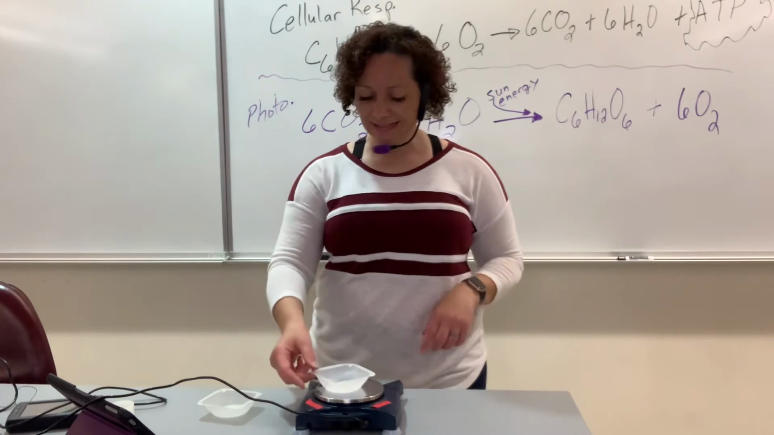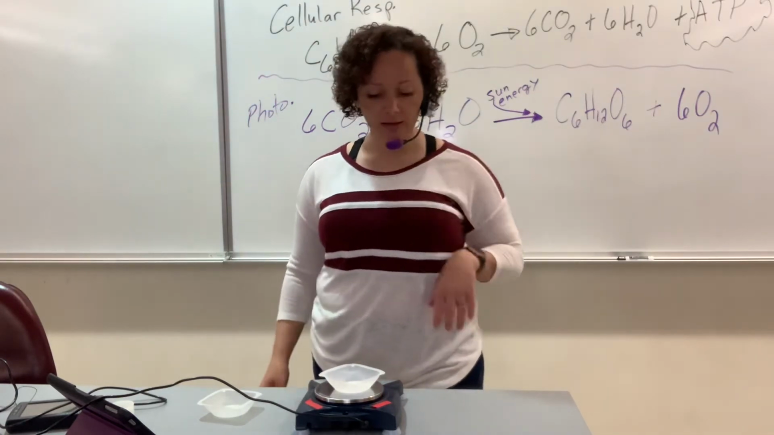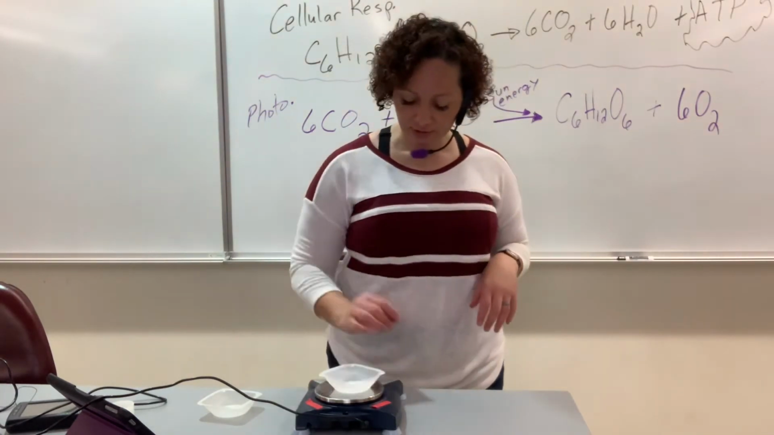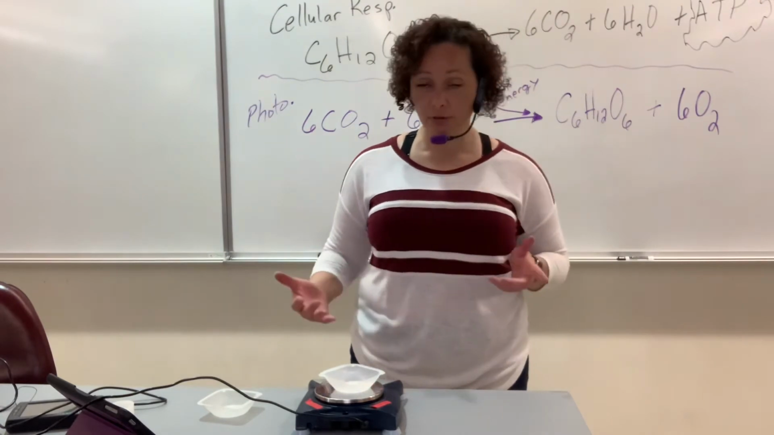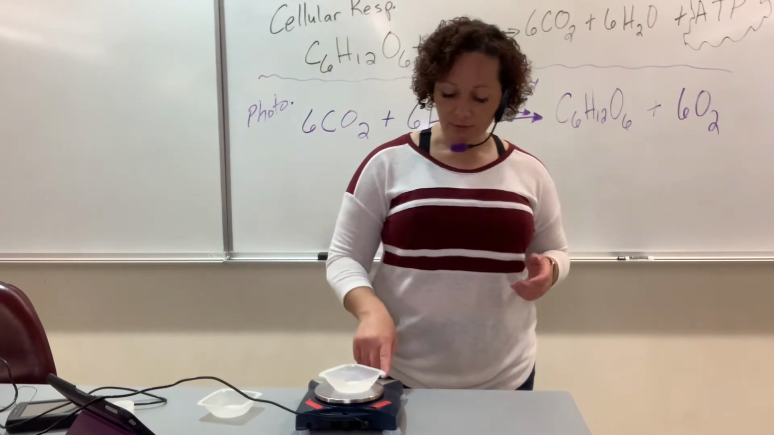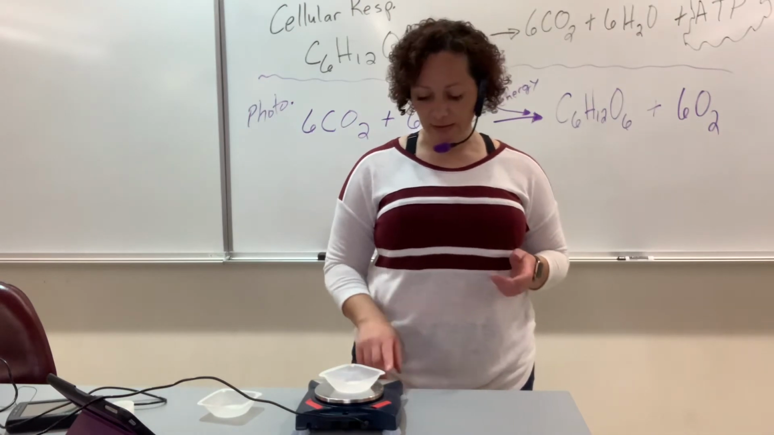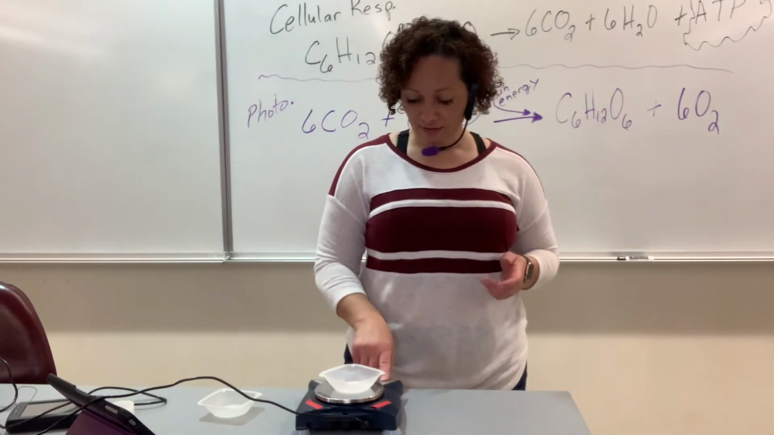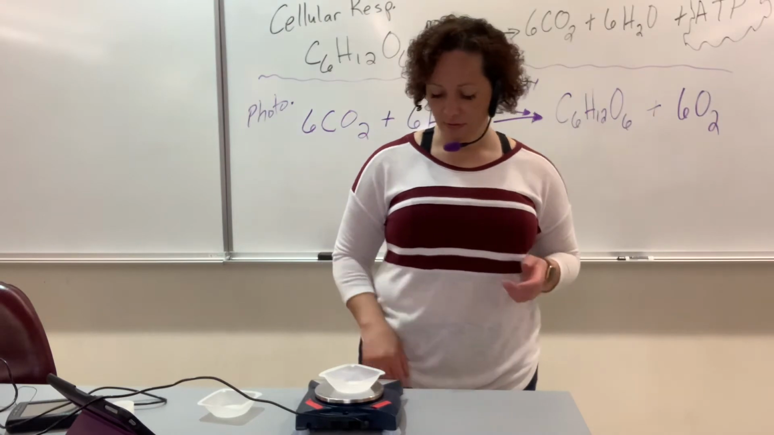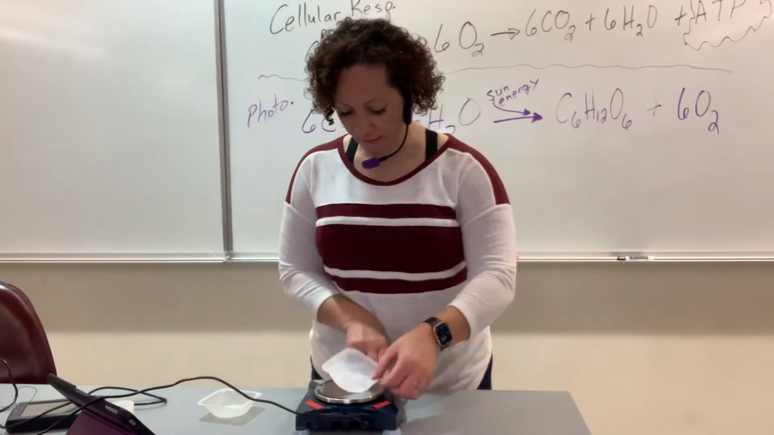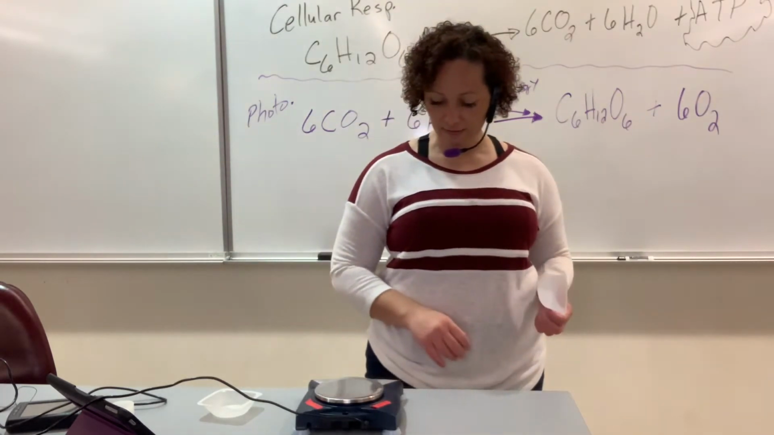Place your dish on your electronic balance, your measuring boat or dish or paper. Now let's go ahead and zero it. You hold the 0 or the tare button. This is stuff we've done already. Okay. Something happened and I turned it off. I held it too long. Look at that.